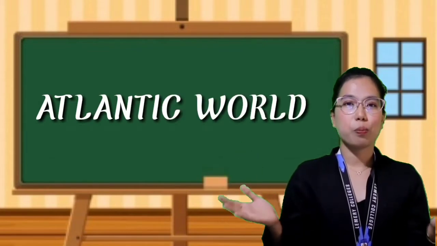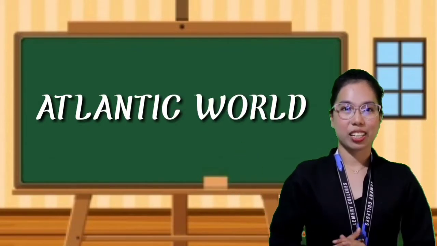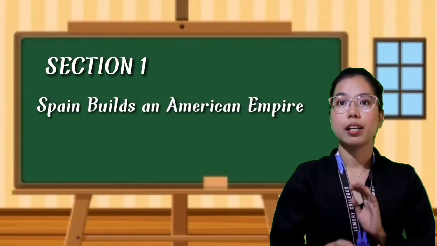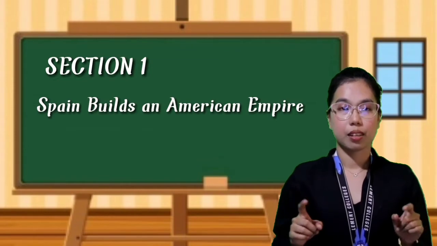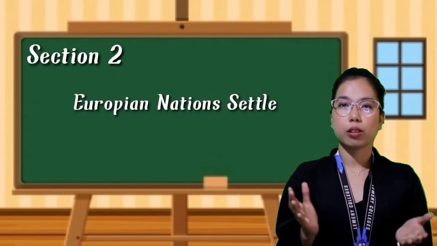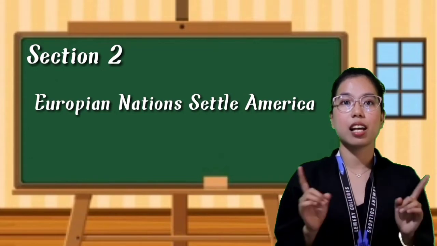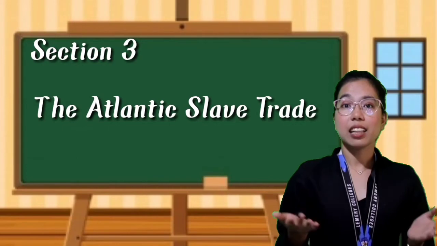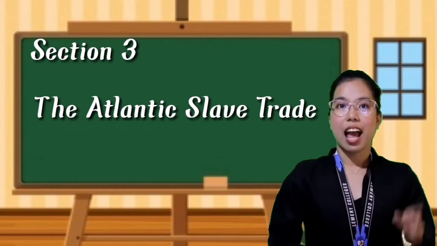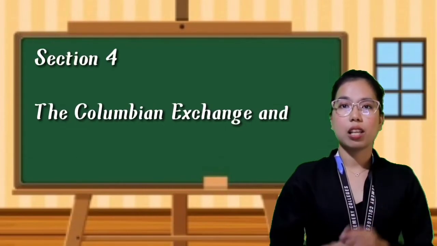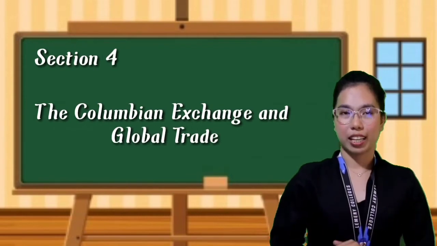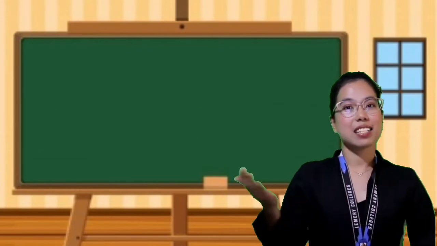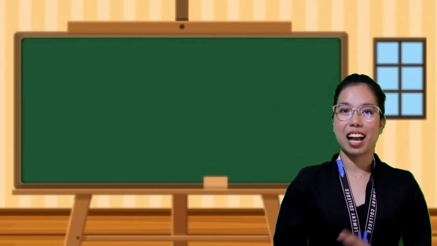The Atlantic World is composed of four topics and sections. The first section talks about Spain building an empire, or American empire. The second section talks about the European nations settled in North America. The third one talks about the Atlantic slave trade. And the last one is all about the Columbian exchange and global trade. So, let's start with section 1. And the assigned teacher here is Miss Angel Sagala.